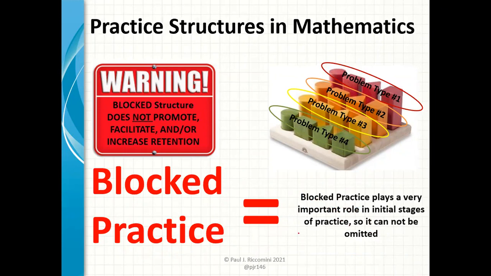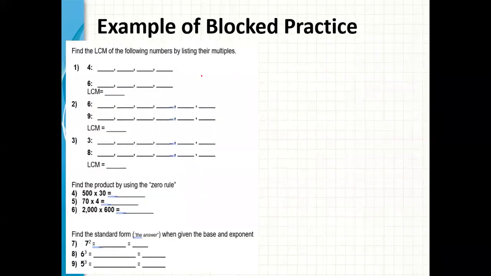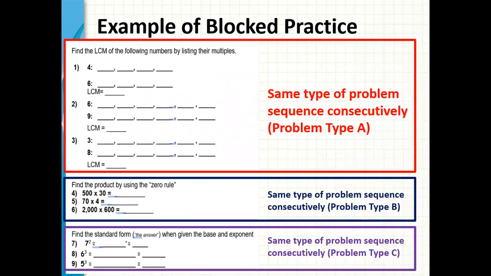Here's an example of block practice. I just pulled this from some schools and teachers that I'm working with. If we look at this practice, we've got 3 different kinds of problems: least common multiple, multiplying with zeros, and standard form. But they're grouped together. The kids will do 3 least common multiple problems, 3 multiplying with zeros, and 3 standard form. So even though that's 3 different skills, they are blocked because they are consecutive. 1, 2, 3, they're the same. 1, 2, 3, they're the same. 1, 2, 3. The cognitive process gives us a short-term gain, and not a long-term gain.